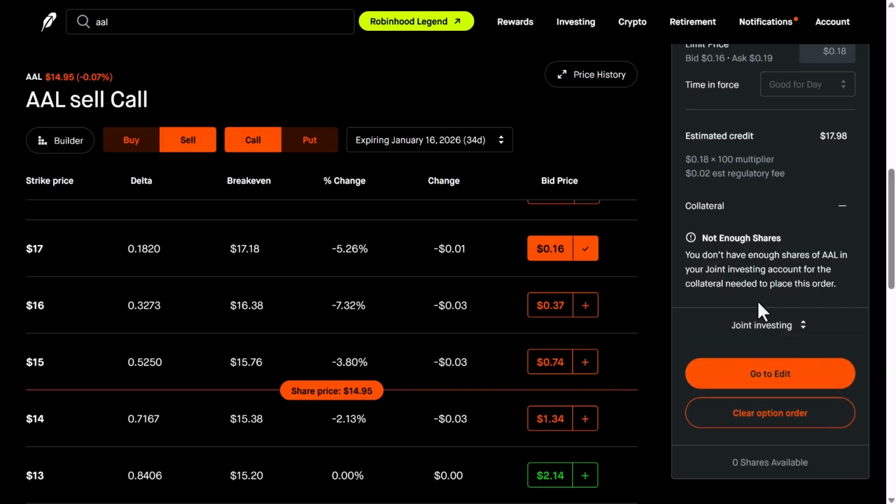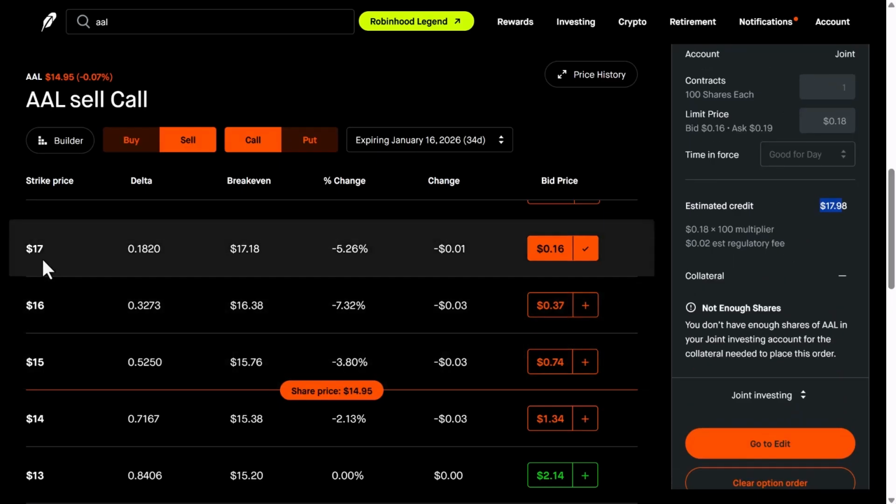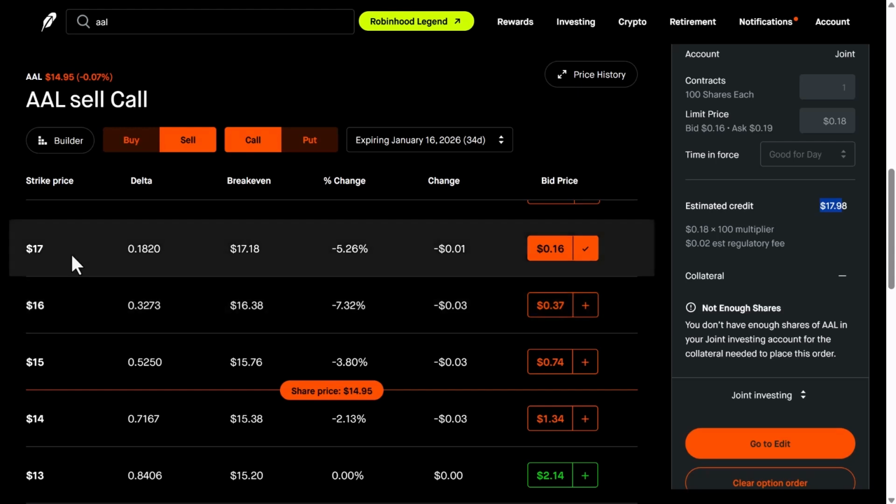If I hit submit, I actually initiate that contract to sell a covered call and wait and see if it's filled. And if it is, I'm the proud owner of a contract. I made $17.98 and I sit and wait for the time to tick away till January 16th and see if the price goes above 17 and see if those shares get sold, or if it expires worthless, or if I decide in the meantime that I want to end the trade earlier, I could.